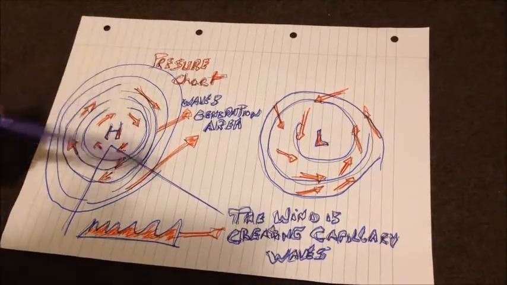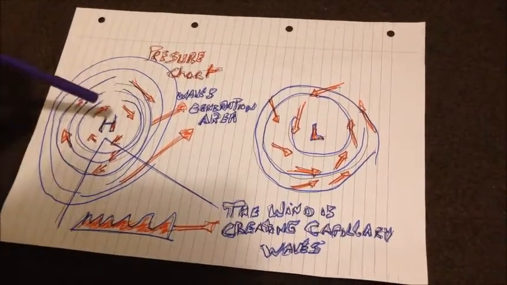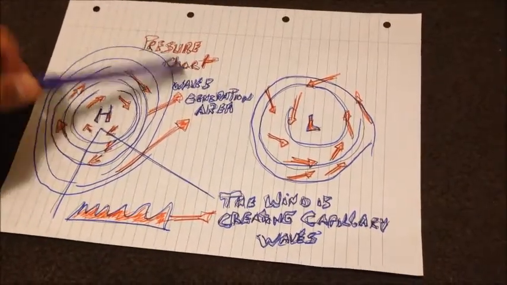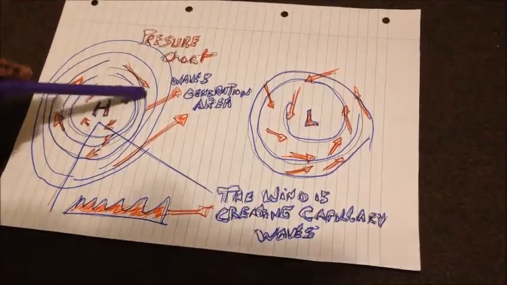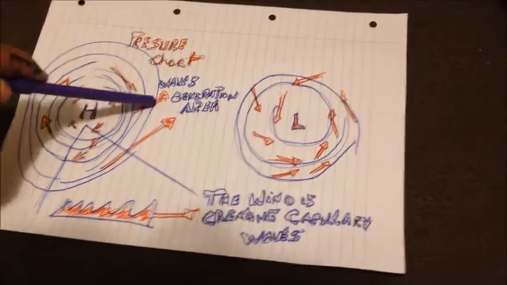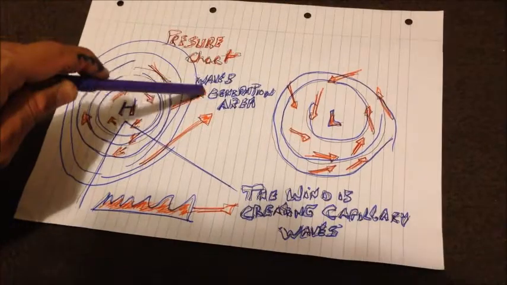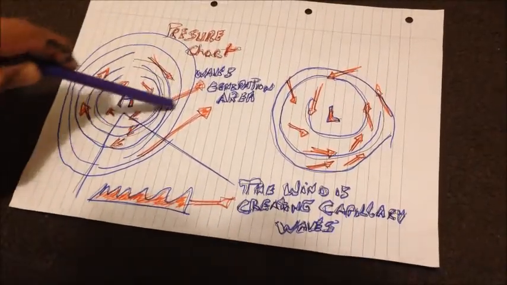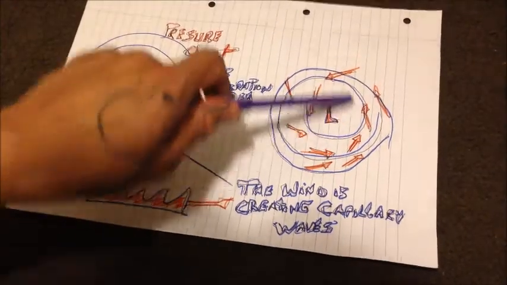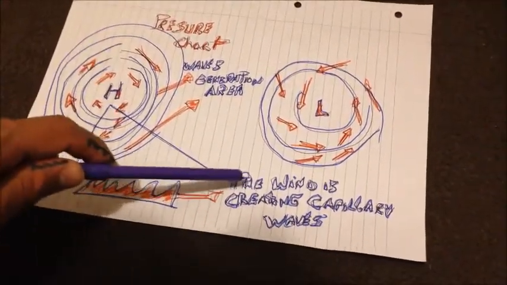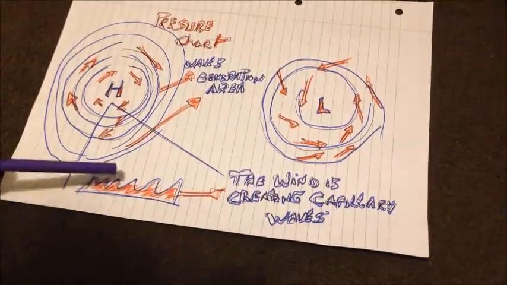Now, to understand a little bit more about high pressure and low pressure, we're going to talk about pressure charts. Here we see the high pressure, and this is called the wave generated area, and here we can see the low pressure. This is where the wind starts creating capillary waves.